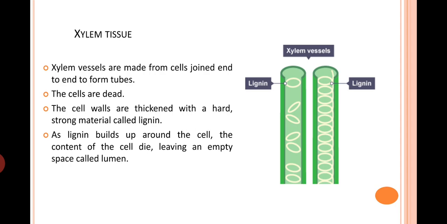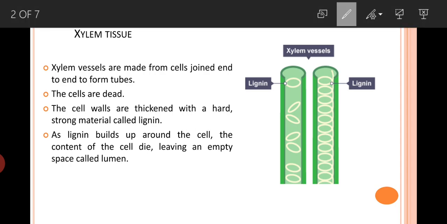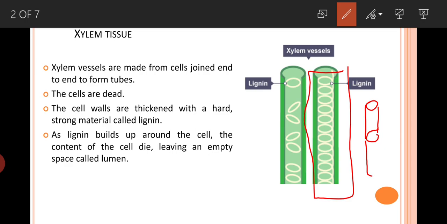Let's start discussing xylem tissue. Xylem vessels are made of cells joining end to end with each other to form tubes. So these are cells which join end to end with each other to form tubes.